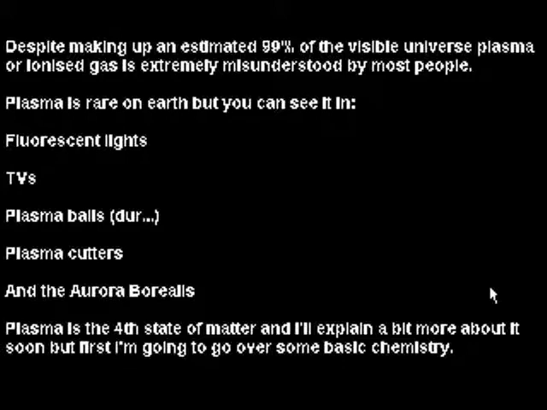Despite making up an estimated 99% of the visible universe, plasma, or ionized gas, is extremely misunderstood by most people. Plasma is rare on Earth, but you can see it in fluorescent light, TVs, plasma balls, plasma cutters, and the aurora borealis. Plasma is commonly known as the fourth state of matter, and I'll explain a little bit more about it soon, but first I'm going to run over some basic chemistry.